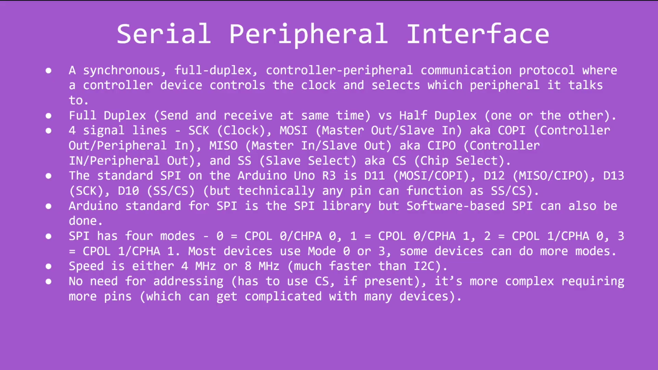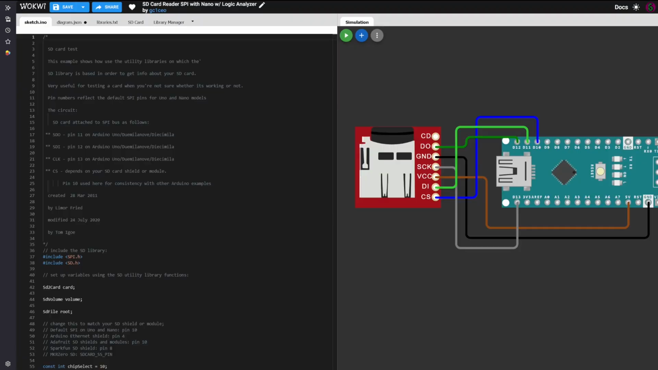The thing is, this is all more complex since it requires more pins. The more devices you have, the more complicated you get, and then suddenly your bus is just utterly crowded. So let's take a look at our first SPI bit.